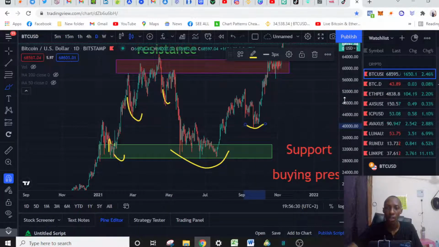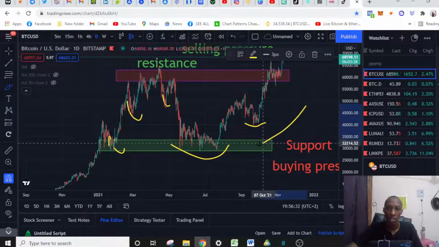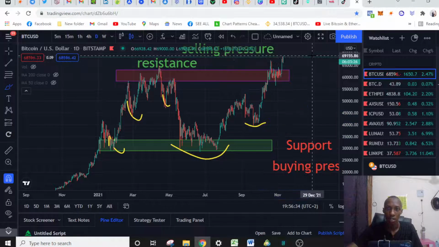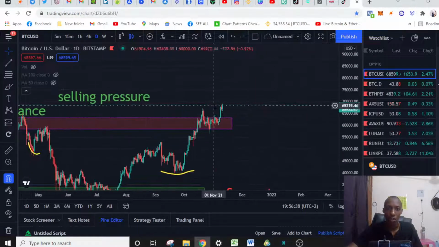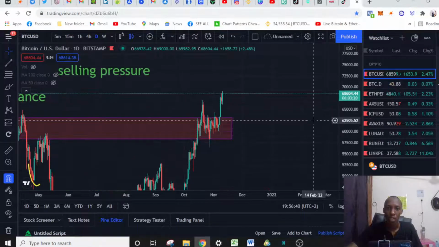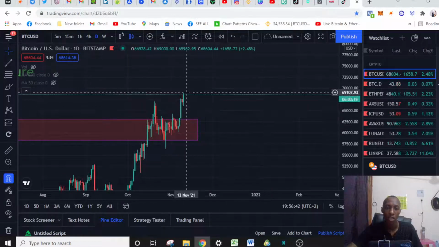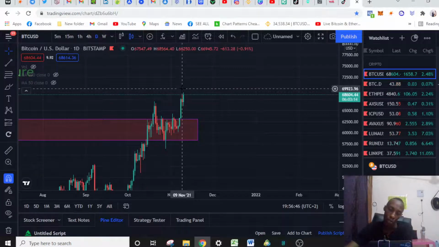You never buy when the coin has pumped. See, a good example is right now. You see right now, you don't buy right now. Buying Bitcoin right now when it's green, you're just setting yourself up to lose money.